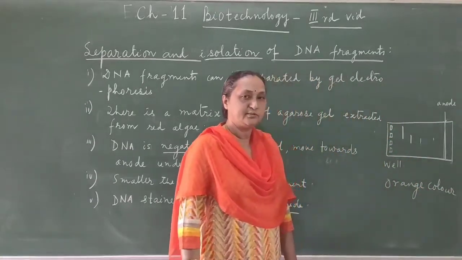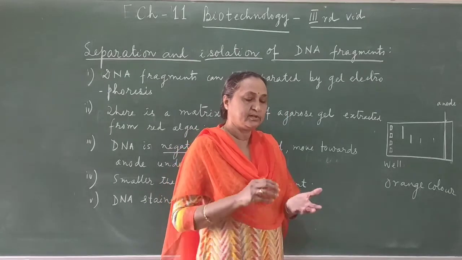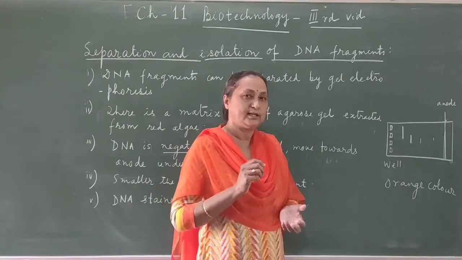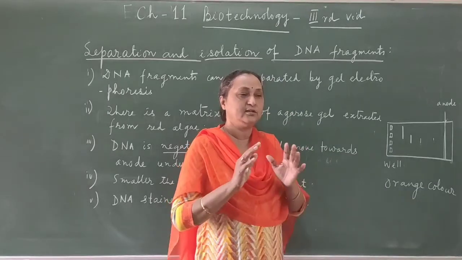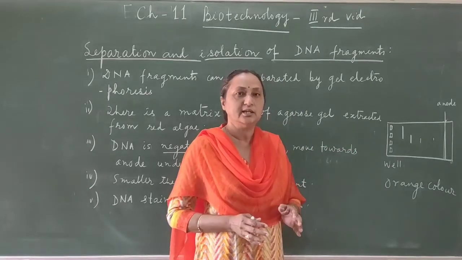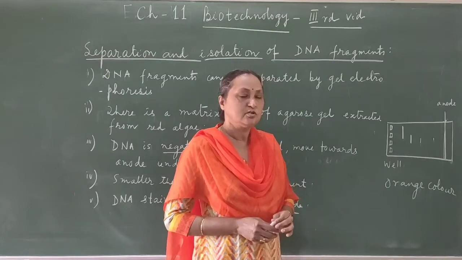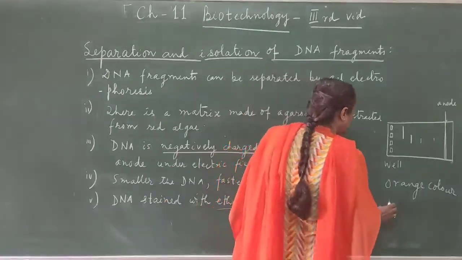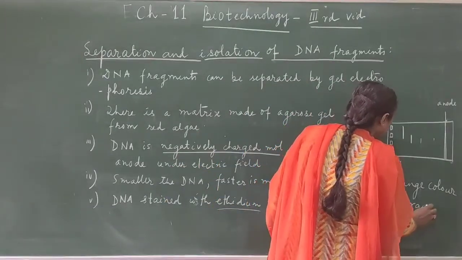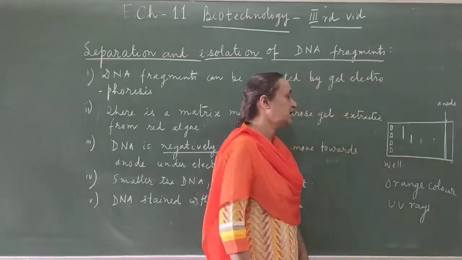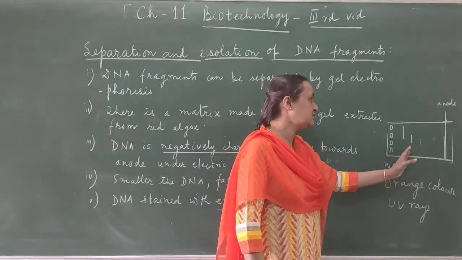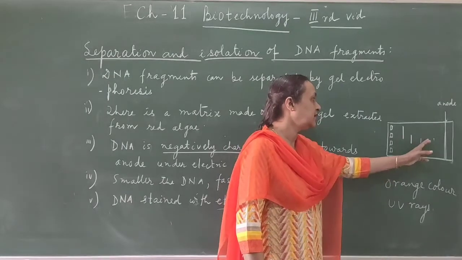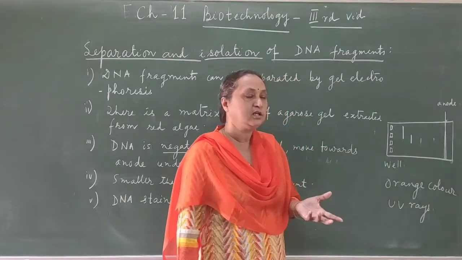How can the DNA be visualized? The DNA can be visualized under UV light. Just like you take a normal tube light, similarly there are tube lights of UV ray also available. So under the UV ray, when the DNA is visualized, you can see orange color fragments. So the base is white and now the DNA is orange color. So it will be prominent.